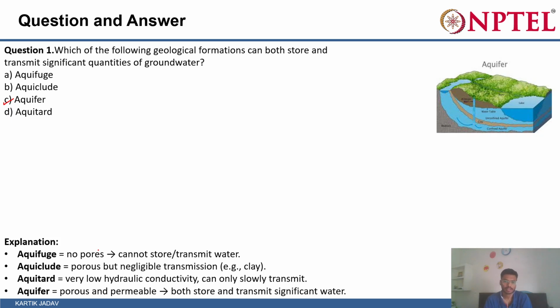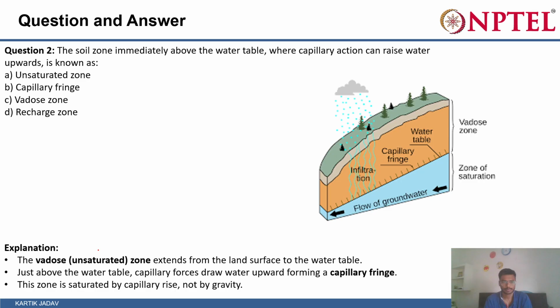It is like a clay, right? So clay has a lower hydraulic conductivity. Then we have aquitard. So aquitard has a very low hydraulic conductivity and only slowly transports the water. It is a clay kind of structure. And aquifer is porous and permeable like sand, so it can both store and transport water. So the correct answer is option C.